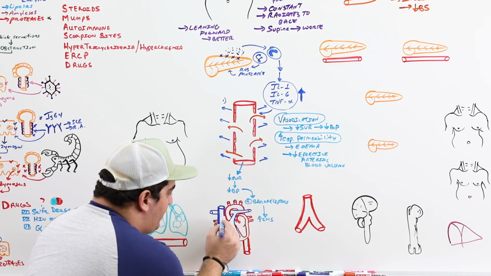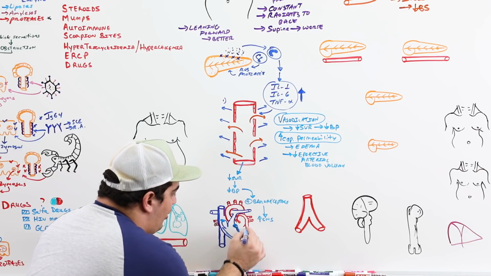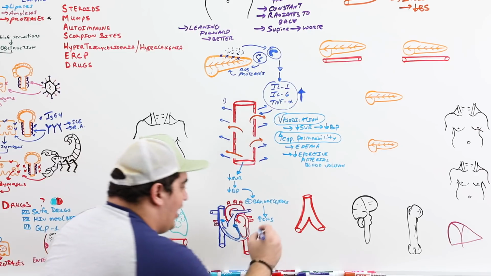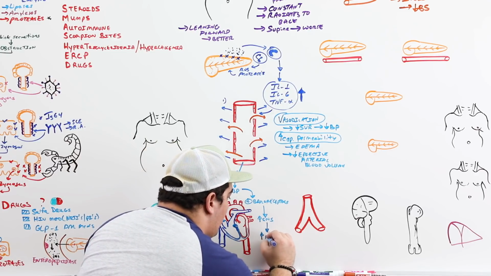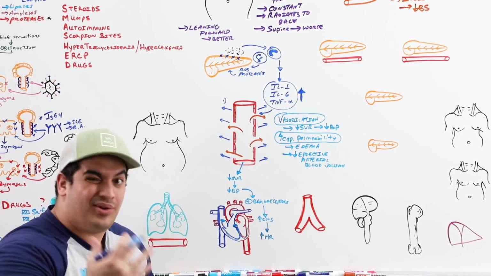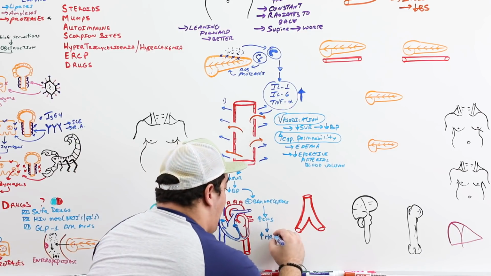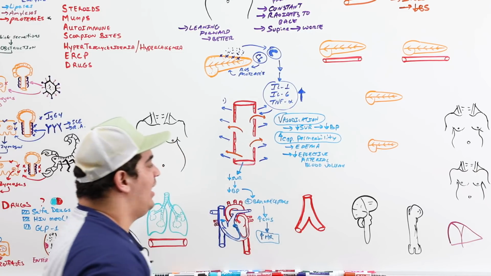It's going to act on the SA node, it's going to act on the AV node, and it's going to try to increase the conduction through the heart. And you know what that's going to do? That's going to try to increase your heart rate. Because if you try to increase your heart rate, it's supposed to increase your cardiac output and increase your blood pressure. So that's what's going to happen: as a result, they develop an increase in heart rate.